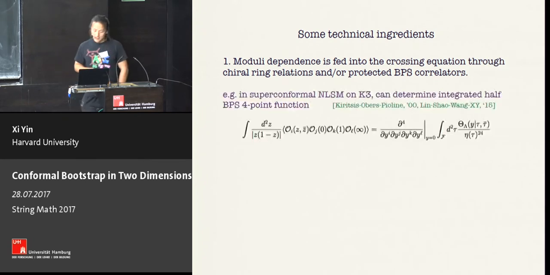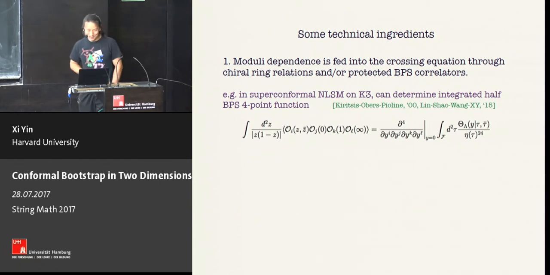For example, if you take the superconformal nonlinear sigma model on K3 target space, it turns out that one can determine, in this case the Chiral ring is trivial, but you can determine, very non-trivially, a particular integral of the BPS 4-point function in the cross ratio. And that's given by some formula.